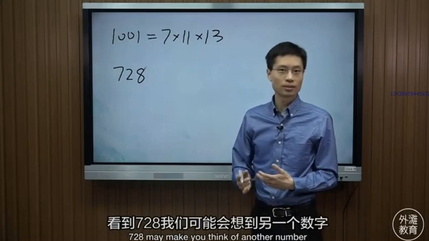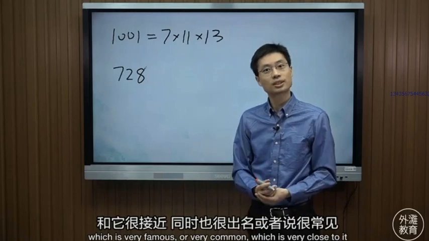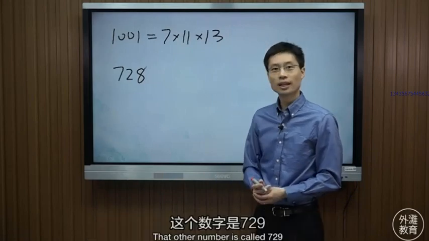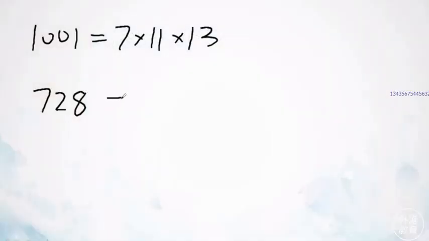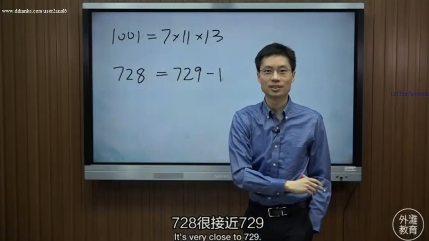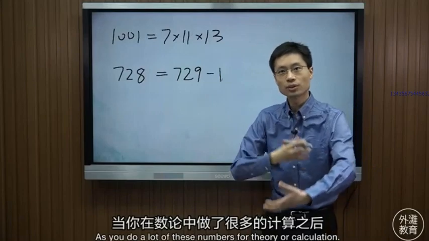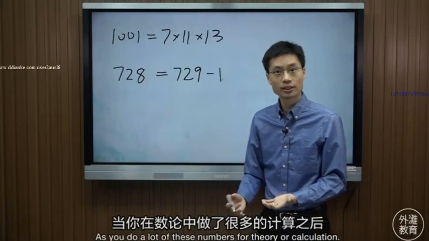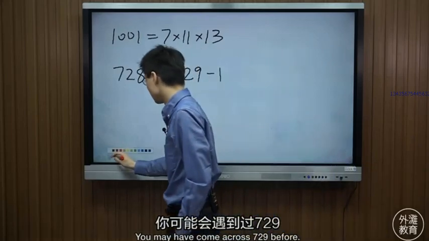728 may make you think of another number which is very famous or very, very common, which is very close to it. That other number is called 729. It's very close to 729. Why is 729 so special? Well, as you do a lot of this number theory or calculations, you may have come across 729 before.